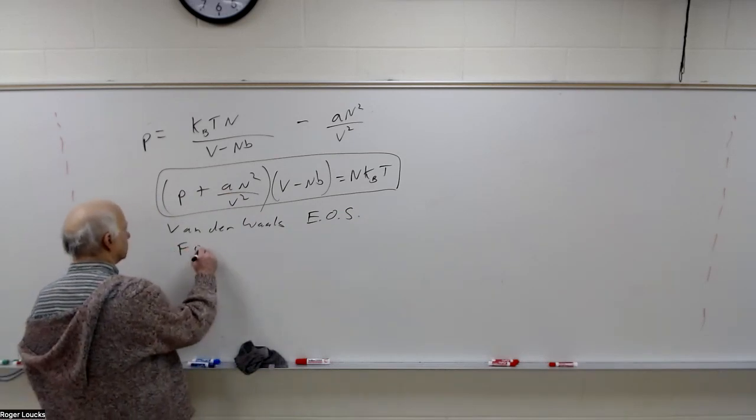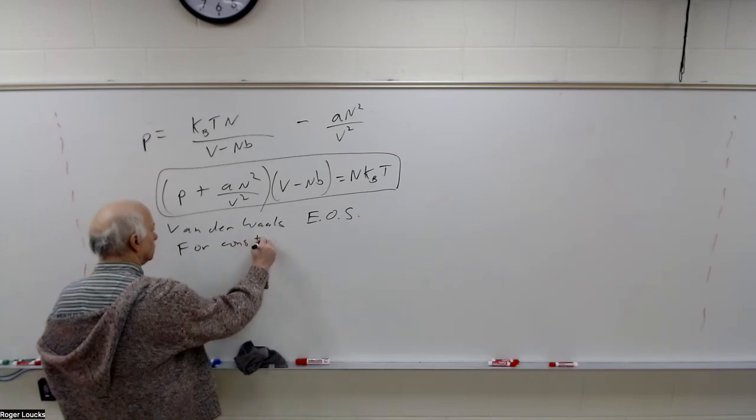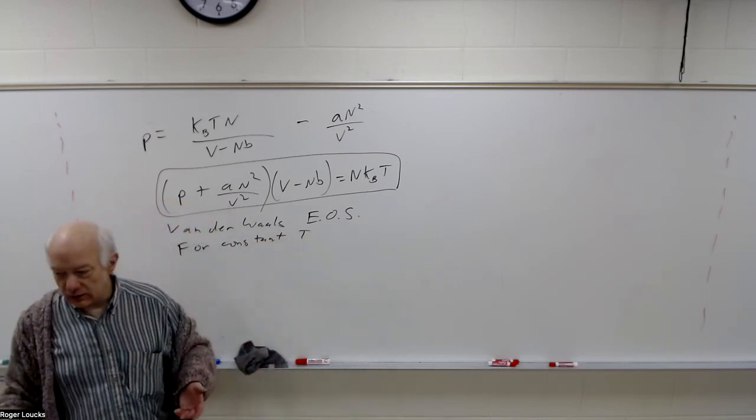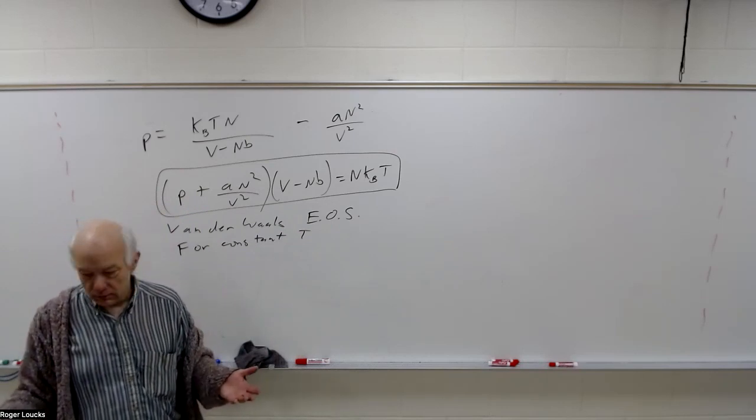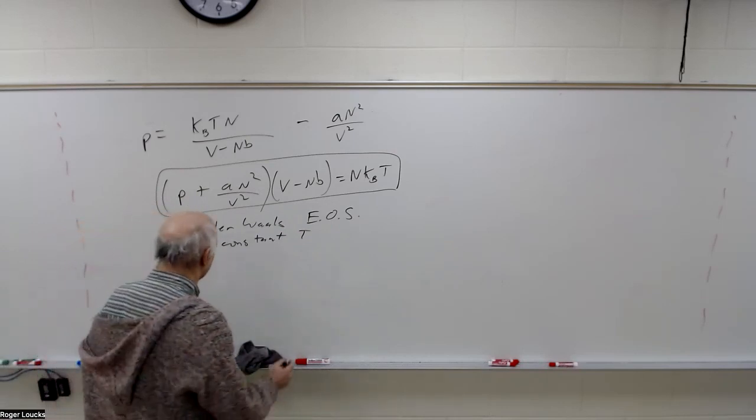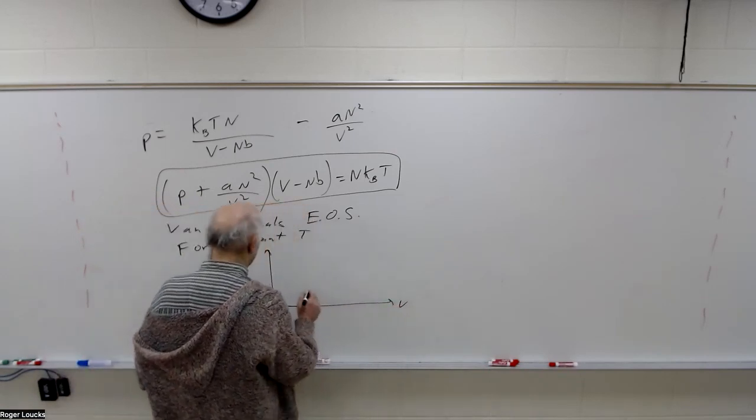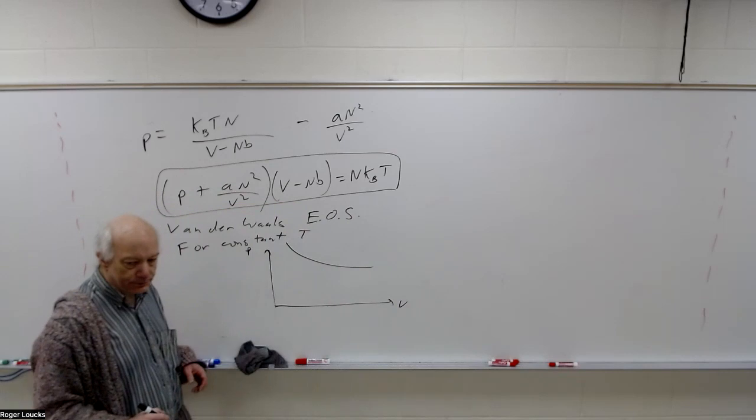And then we can plot these for constant T. What's called a constant T? Constant T is referred to as an isotherm. So these are isotherms. You can plot this P versus V, and you kind of get things like that.